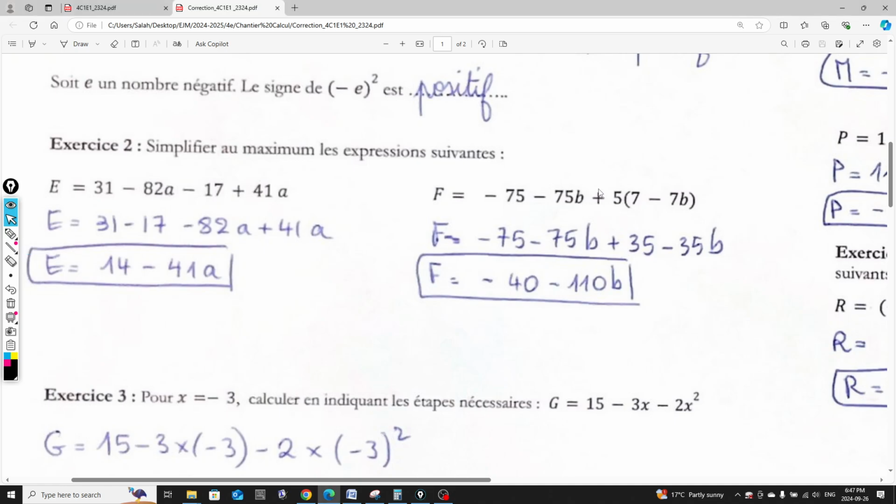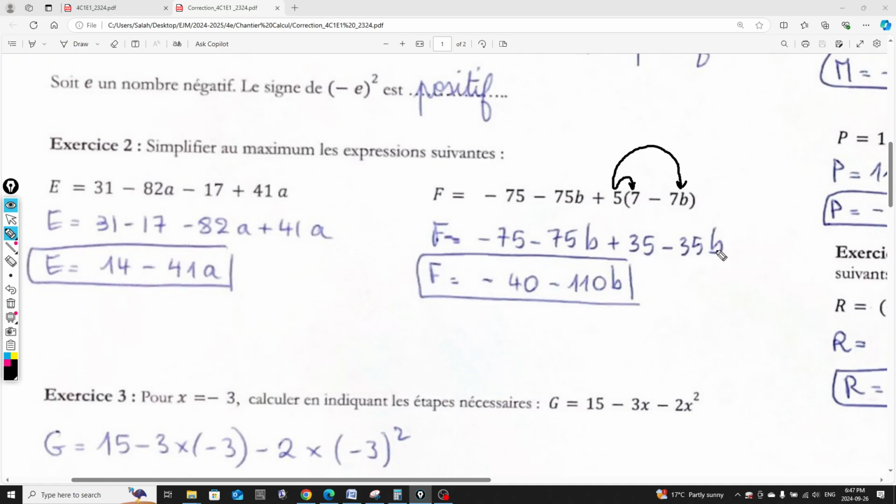You have to combine the like terms. Now, before you do, there's a little multiplication that you've got to do here. You've got to do the applied distributive property, which means that you've got to actually distribute this 5 into the parentheses. So you've got to multiply 5 by 7, and you've got to multiply 5 by negative 7b. So 5 times 7 is 35, and 5 times negative 7b is negative 35b.